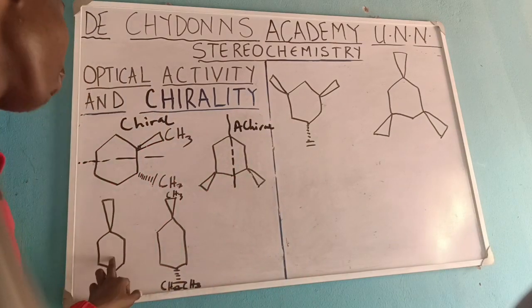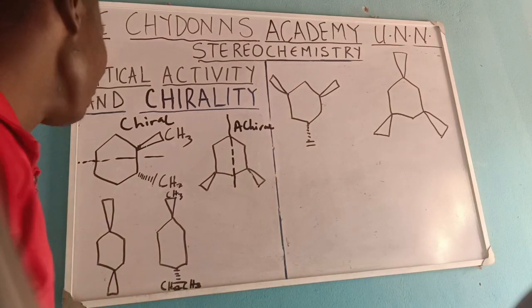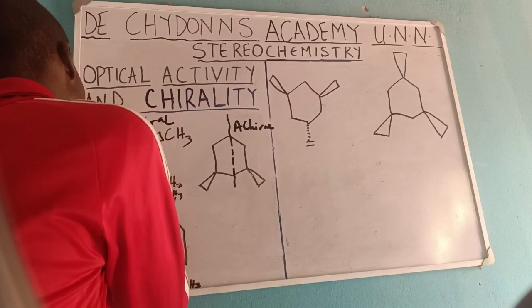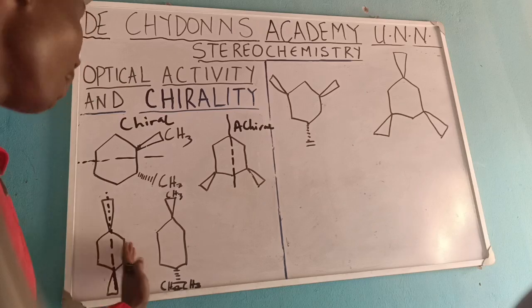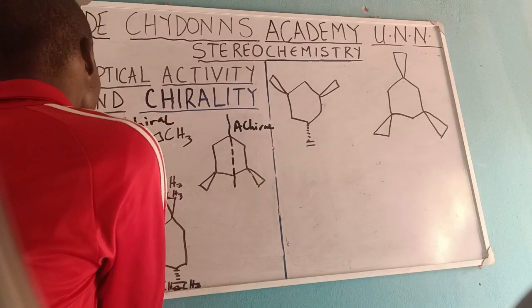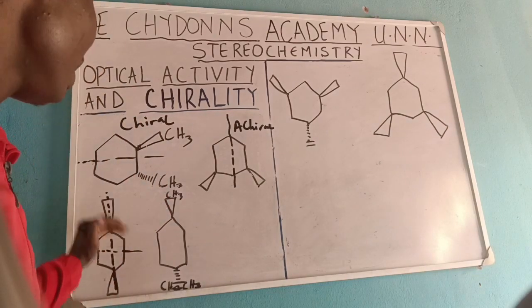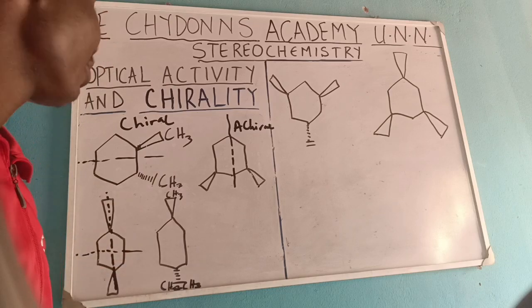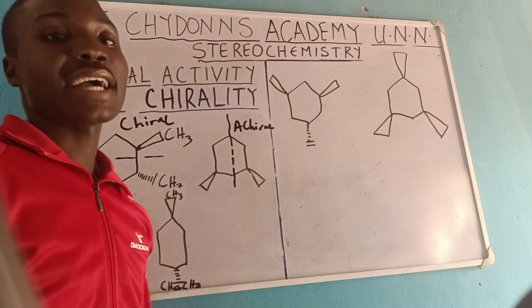What about this particular compound? How many planes of symmetry do we have? Now, this is a plane of symmetry. So this side is the same as this side, so it's a plane of symmetry. We also have a second plane of symmetry because this side is a mirror image of the other side. So the implication is that this is an achiral compound.